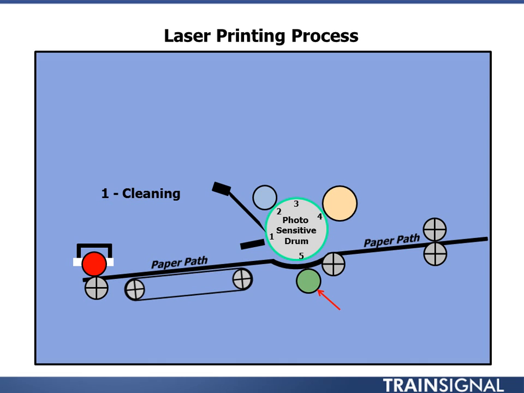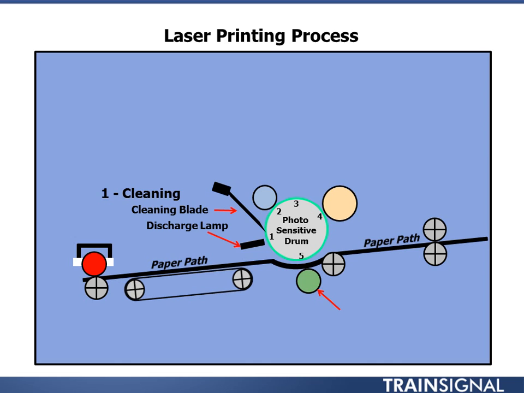All right, so step 1 is basically getting it ready. Make sure there's nothing left lingering from before. Okay, so there's this cleaning blade that I've got illustrated here and a discharge lamp. And the idea behind this discharge lamp is it will neutralize this photosensitive drum.